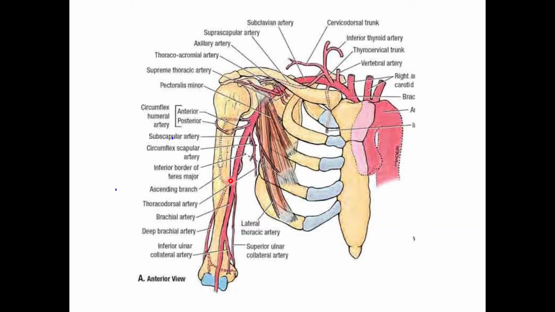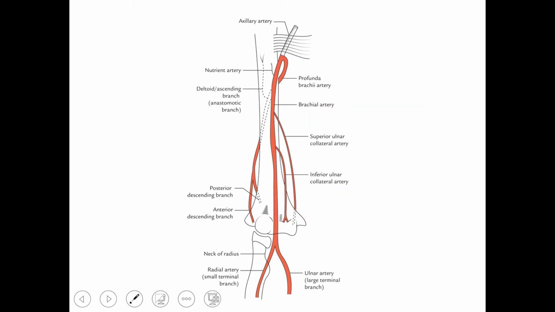The second branch of the brachial artery is the nutrient artery. Yes, the nutrient artery is the second branch of the brachial artery, which is seen arising from the artery just along its midway. Once the artery arises from the brachial artery, it enters the nutrient foramen to supply the humerus.